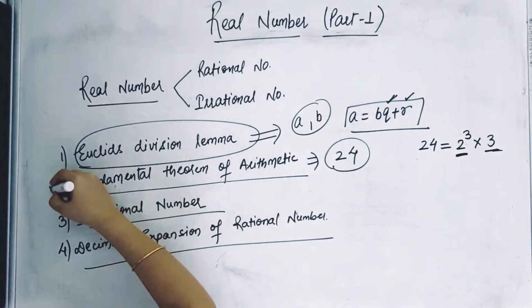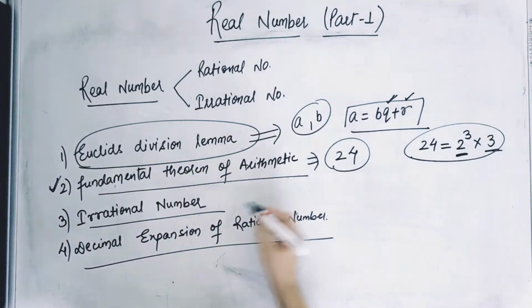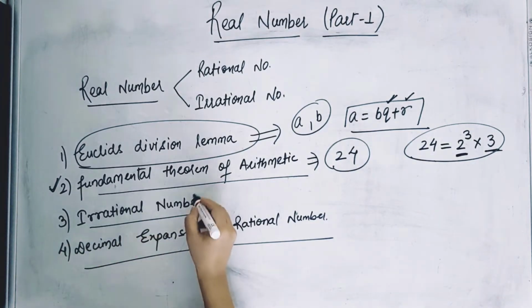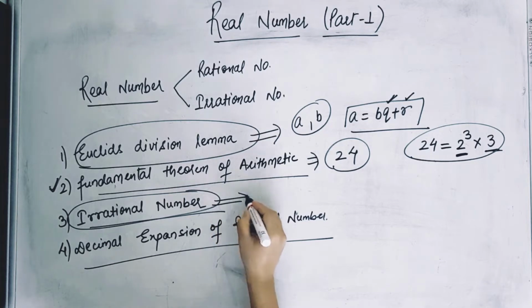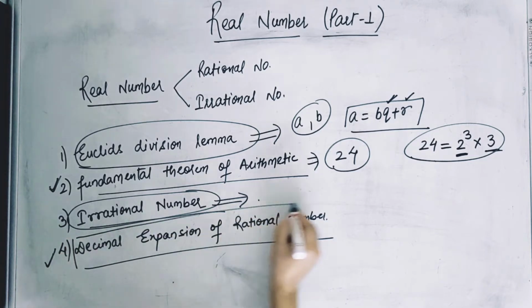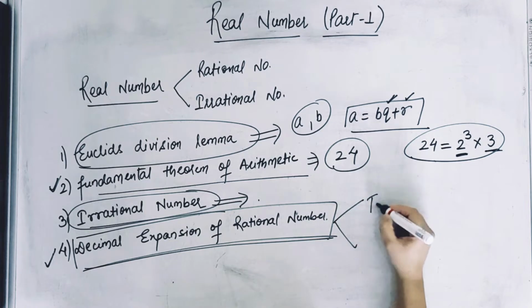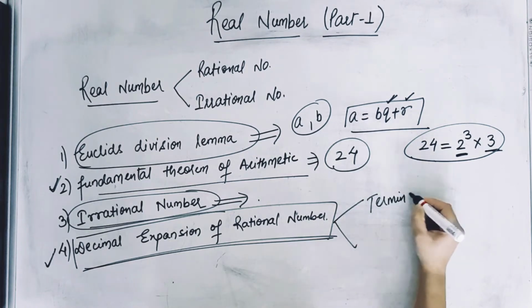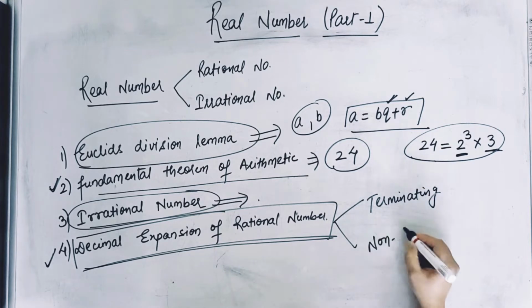So in this topic we will be discussing the composite numbers. The third topic is irrational numbers. What are irrational numbers and how can we prove that they are irrational? The fourth topic is decimal expansion of rational numbers, in which we will be studying terminating and non-terminating decimal expansions.